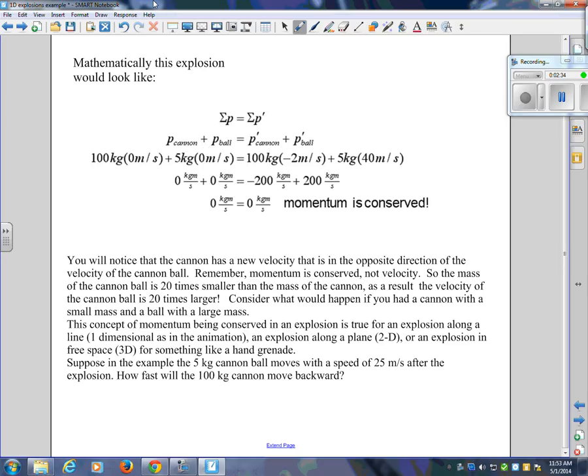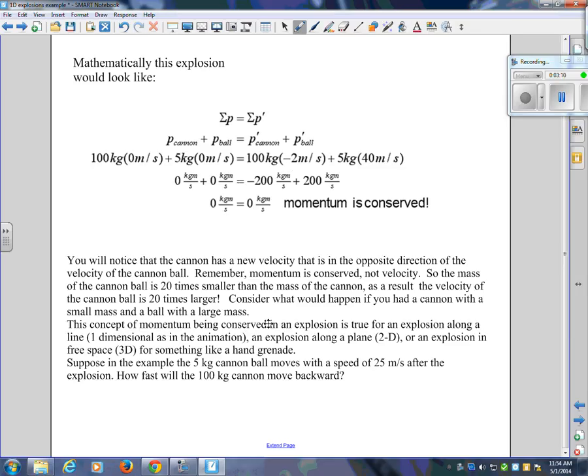But all of this has velocity of zero, so the momentum before is a big fat zero. And then you'll notice here that one's minus 200, the other's plus 200, and momentum is conserved. You will notice that the cannon has a new velocity that is in the opposite direction of the velocity of the cannonball. Remember, momentum is conserved, not velocity. So the mass of the cannonball is 20 times smaller than the mass of the cannon. As a result, the velocity of the cannonball is 20 times larger. 40 compared to 2.